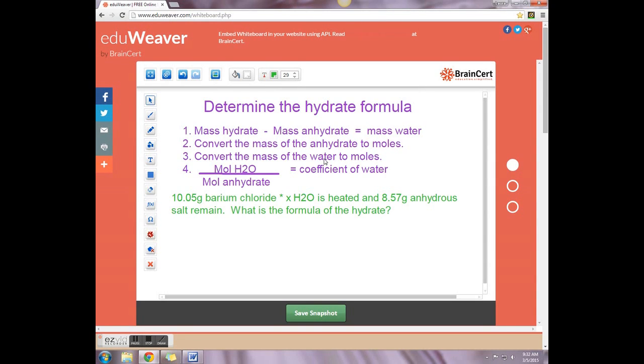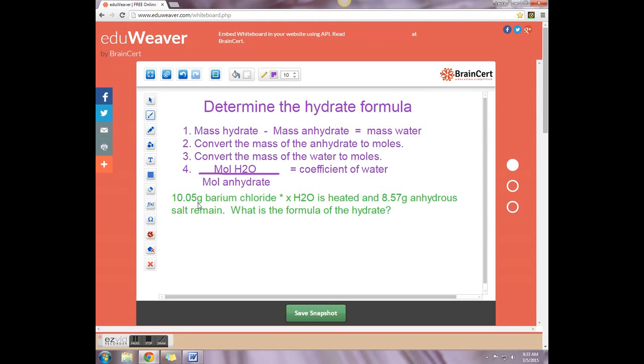This mole ratio will show us how many water molecules are present in the hydrate for every one ionic compound. When we determine this mole ratio value, it will tell us the coefficient of the water that will be placed into our formula for X.